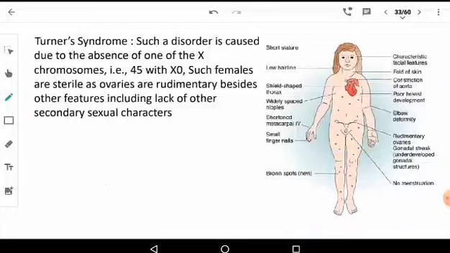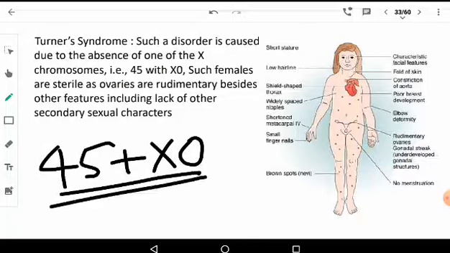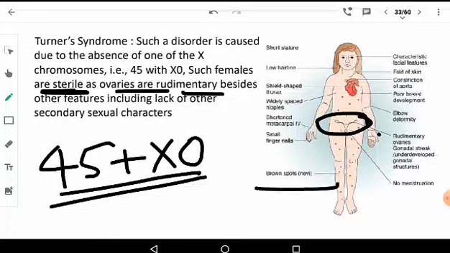Turner syndrome is a disorder which is caused due to the absence of one of the X chromosome. That is, it is a condition that is 44 plus XO. That means she is not having one chromosome. It is absence, or we can say nullisomy, absence of a chromosome. Such females are going to be sterile as their ovaries are rudimentary. They have very rudimentary, poorly developed ovaries, as you can see over here, and she is having poorly developed secondary sexual characteristics, and she can also have brown spots called nevi all over the body. So these are some of the characteristics associated with Turner's syndrome.